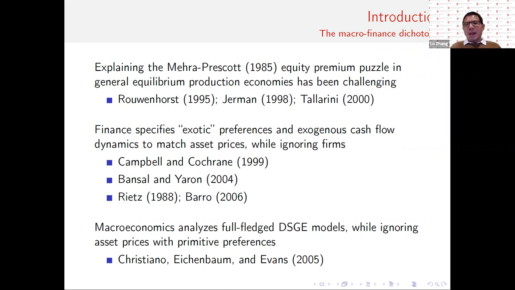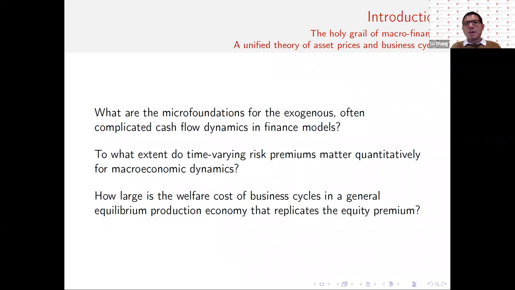So that's the background, and our long-term goal is really to have a unified model that researchers could use to address both asset prices and macro dynamics simultaneously. We call this a unified theory, a holy grail of macro finance. There are many questions you can ask. So far we have managed to provide reasonable answers that we feel comfortable with to three questions. There are many more you can ask later on by extending the model further. First question: what are the microfoundations for the exogenous, often complicated cash flow dynamics in asset pricing models, for example, long-run risk models or disaster models?